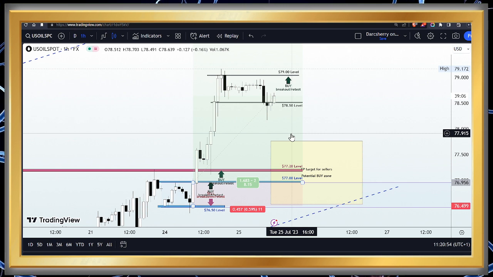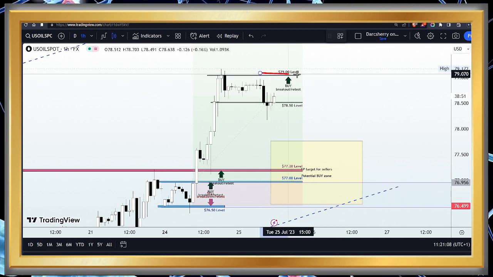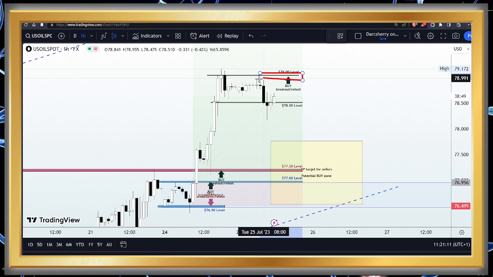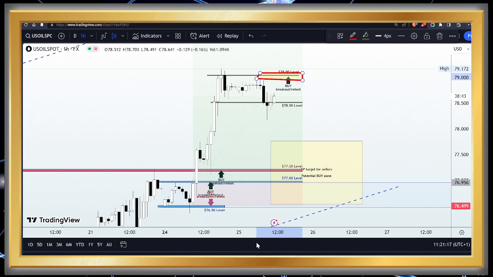Now, for those who have been profitable on the US oil spot so far this week, we have a profit in our kitty that we can leverage on to test waters around that $79 area. So I'm risking a buy stop order above the structure to capitalize on a trend continuation if price action ever breaks out that 79 level.